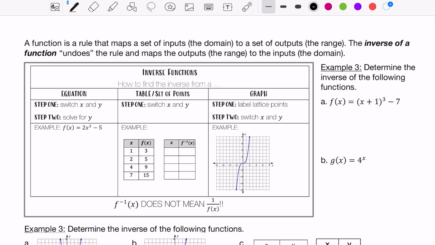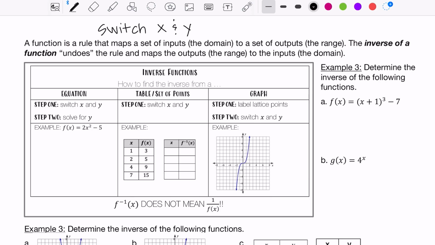Alrighty, we are on to inverse functions. That's the last operation that we're doing with functions, and it just happens to be one of my favorite math topics ever. So I get really excited about this lesson because it's so cool, and it all boils down to this. Inverse functions, if you need to know anything, it's that you need to switch x and y.